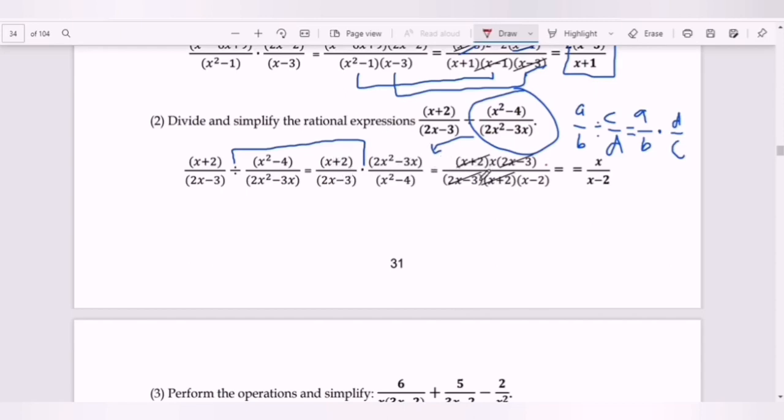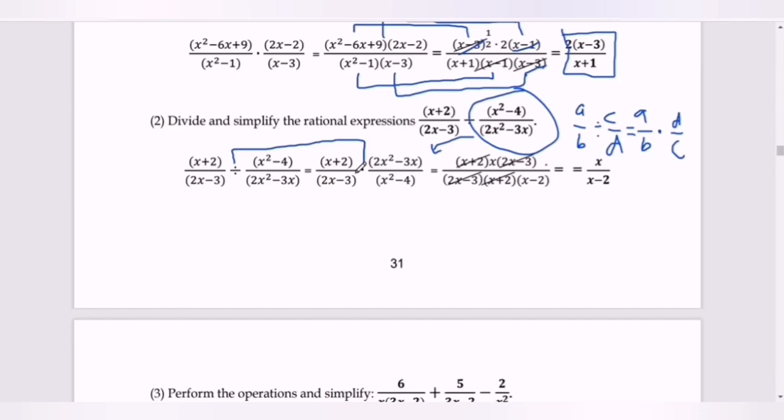So x plus 2, just copy, times 2x squared minus 3x. If we're going to find the factor, we just need to factor out the x. So yes, this is factorable. The factor of 2x squared minus 3x is x times 2x minus 3. Divided by, for our denominator, we have 2x minus 3, yes, so copy.